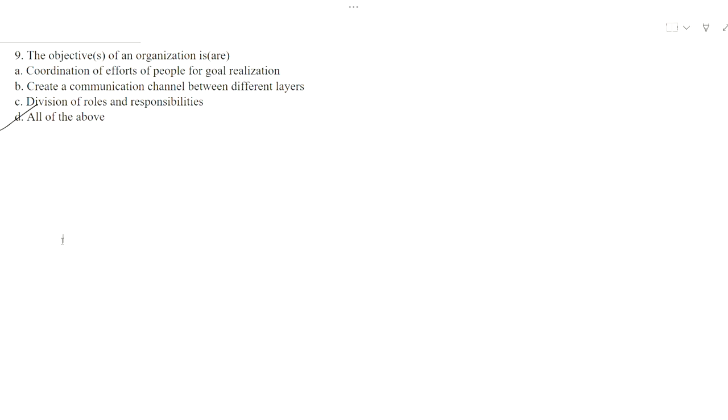Next is the objective of an organization. The objective of an organization is division of roles and responsibilities, creating communication between different layers like top-down approach, bottom-up approach, and coordination of efforts of people for goal realization.